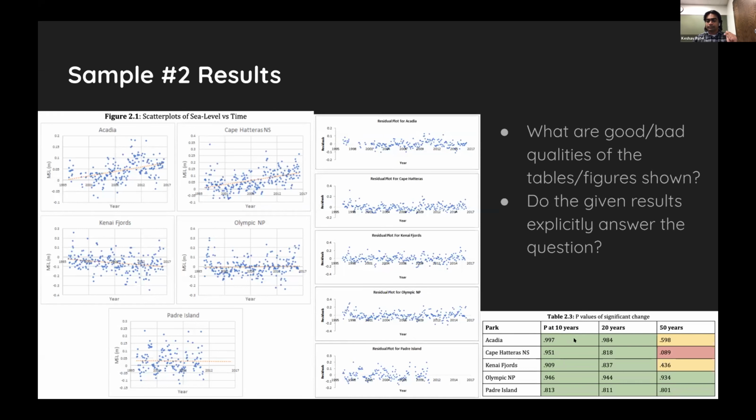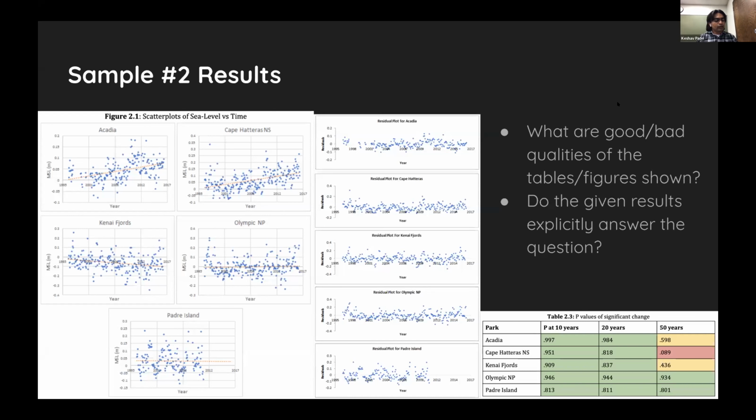So P, and they did define this explicitly at some point. P is the probability that the park is not completely submerged at this time. So Acadia, for example, Acadia park has, at 10 years out, a 0.997 chance of not being completely submerged, and so on and so forth. And then they define what low, medium, high is based off of these probabilities.